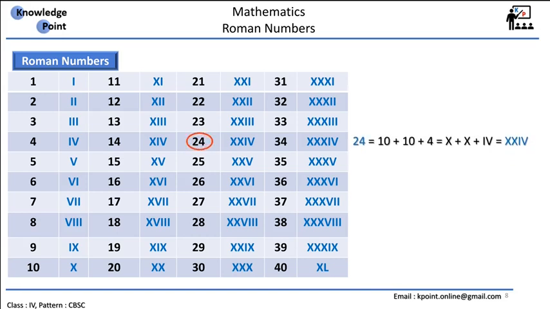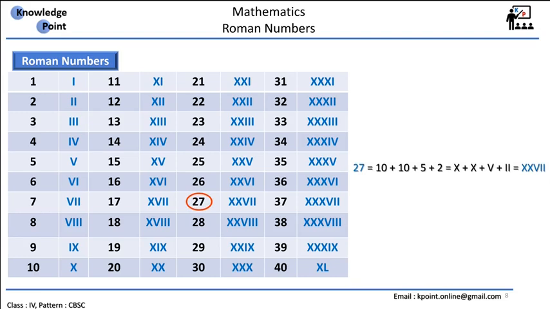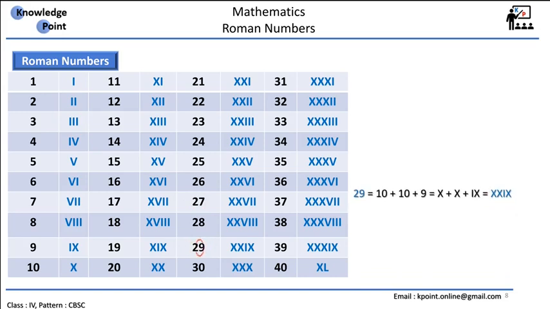24 can be split as 10 plus 10 plus 4, that is X plus X plus IV, or we can write it directly as XXIV. 27 can be split as 10 plus 10 plus 5 plus 2, that is X plus X plus V plus II, or directly we can write it as XXVII. 29 can be written as 10 plus 10 plus 9, or we can write it as XXIX.